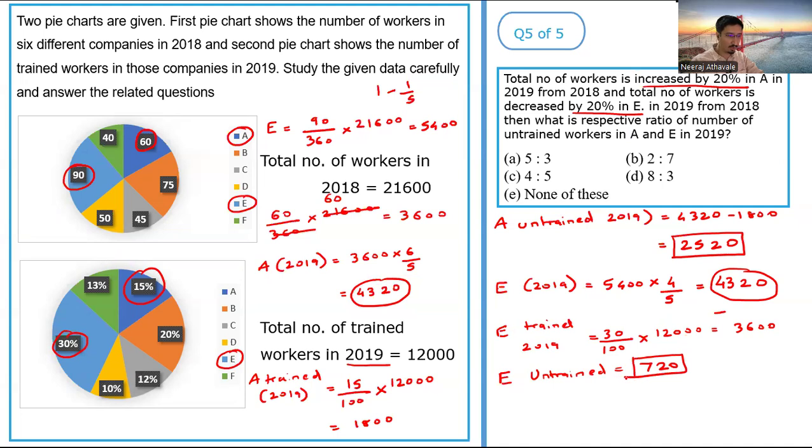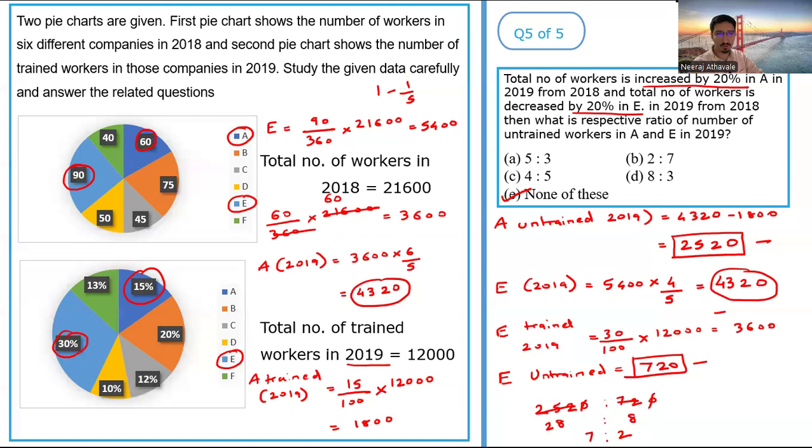Now we want this ratio, 2520 is to 720. This to this. So zeros get cancelled out. We can divide it by 9. So 9 8s are 72, and 9 2s are 18, so 28. 28 and 8 we can divide by 4. So this comes out to be 7 is to 2. So answer will be none of these.